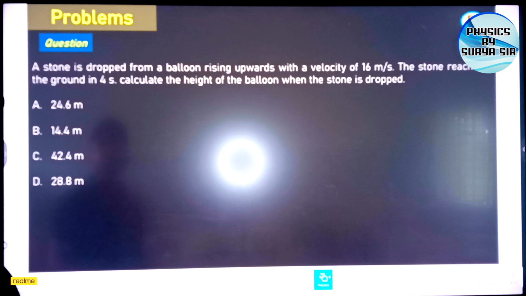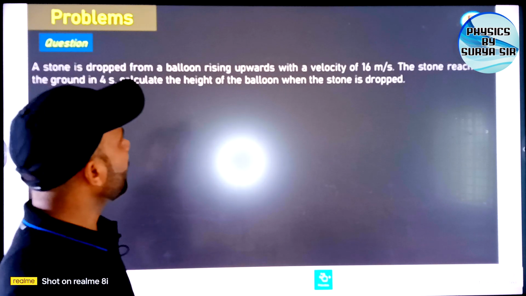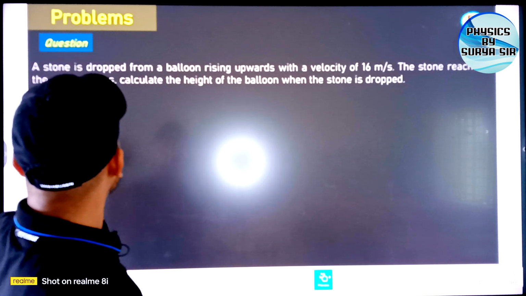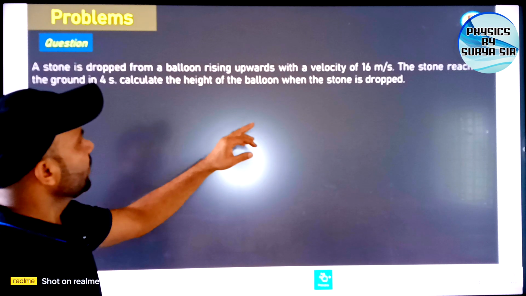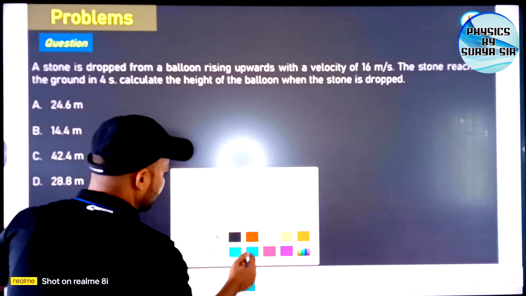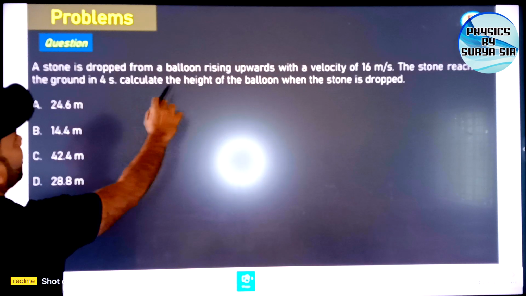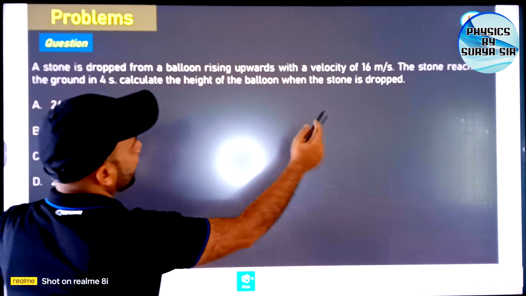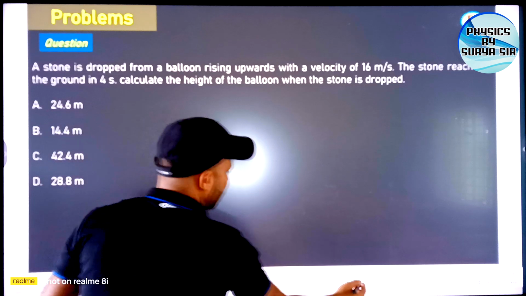See, here is the first question. A stone is dropped from a balloon rising upward with a velocity of 16 meters per second. The stone reaches the ground in 4 seconds. Calculate the height of the balloon when the stone is dropped. So what is the question? A stone is dropped from a balloon rising upward with velocity 16 meters per second. Suppose there is a balloon.